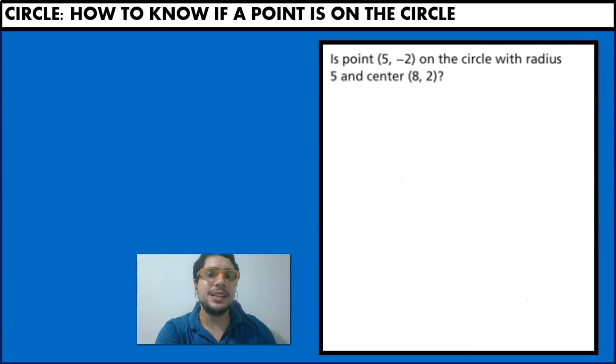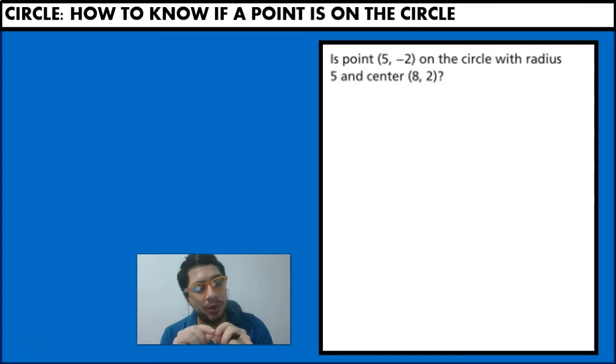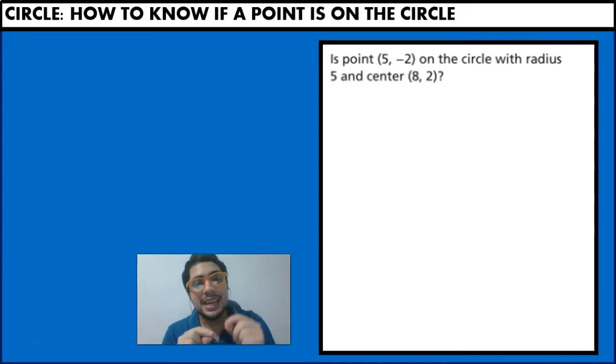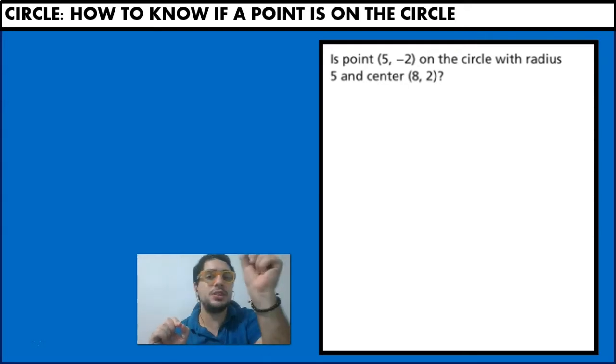So guys, basically today we're going to be learning precisely that. We are given a point and we want to know if that point is on the circumference or the perimeter of the circle, if you will. We don't want to know if it's contained within the circle or if it's outside the circle. We want to know precisely if that point is on the very circumference of the circle.